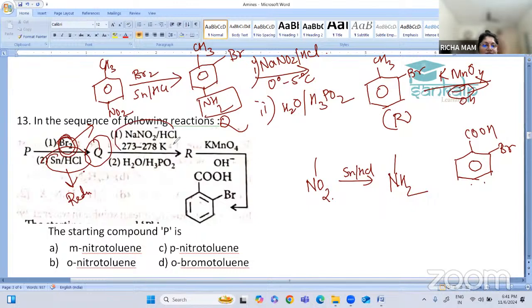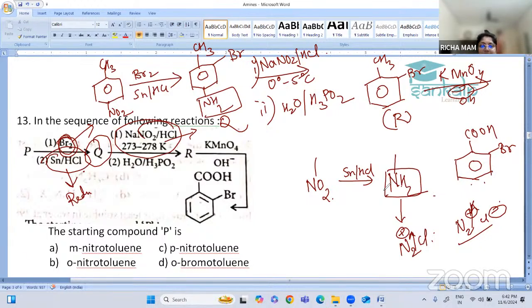Then NaNO2 in the presence of HCl is a good diazotization reagent. We are doing diazotization on aniline. So what will happen to the aniline group? It will escape as N2Cl. So N2 gas will be liberated. It will get N2 plus and Cl minus. Nitrogen will escape out. So this group will escape, it will disappear.